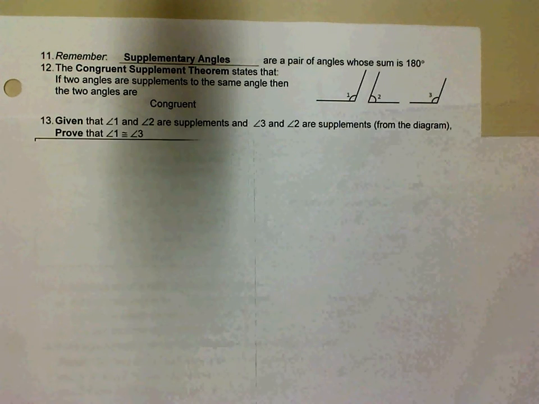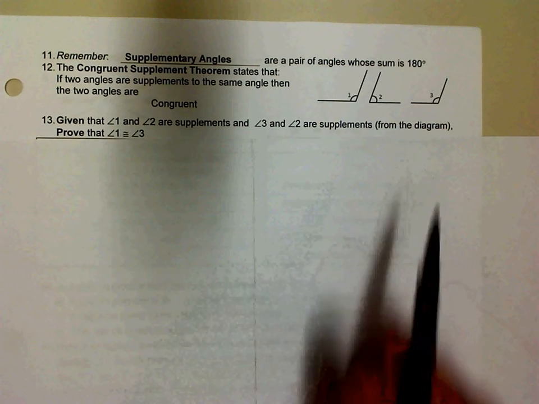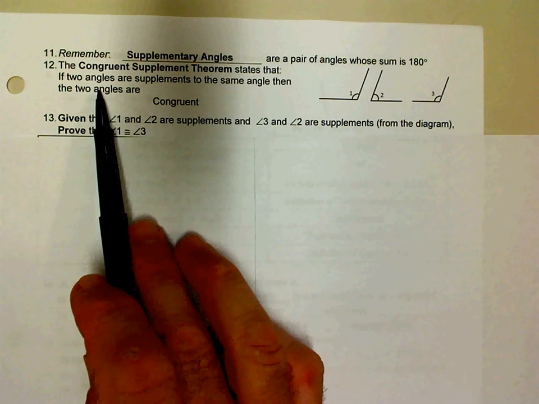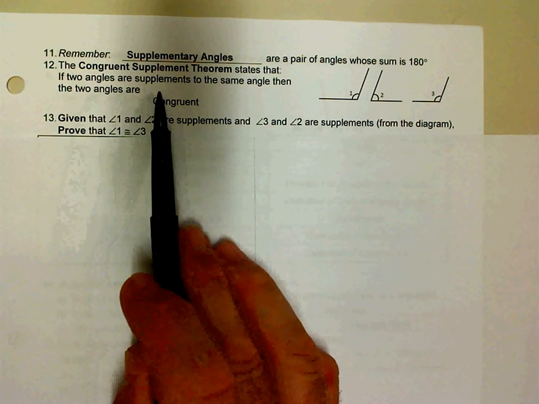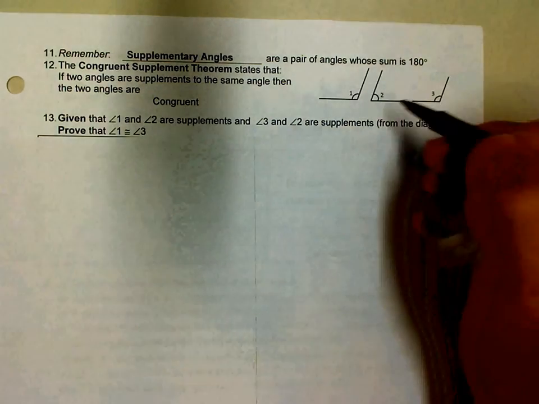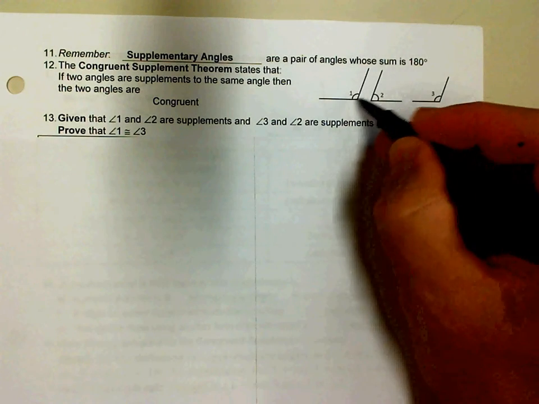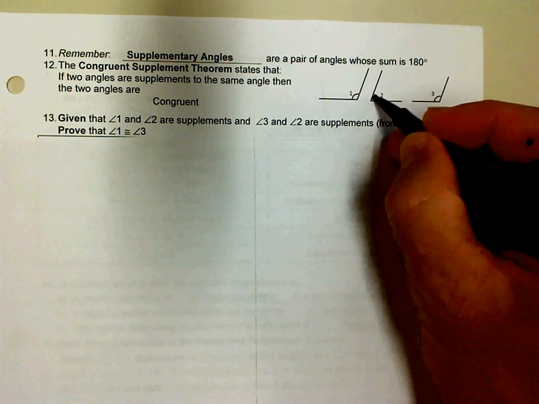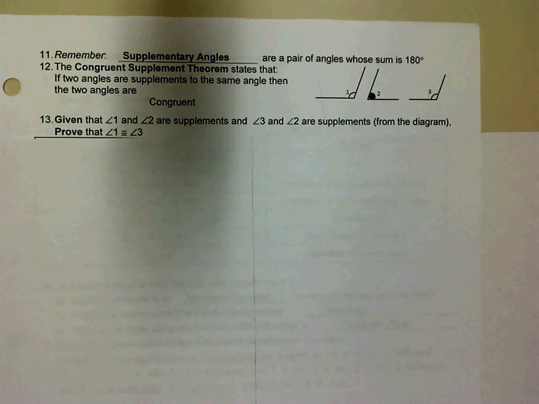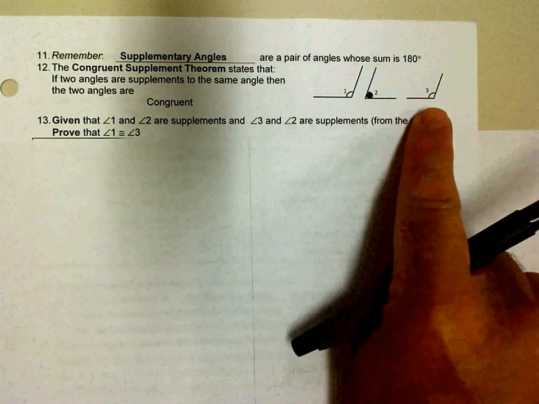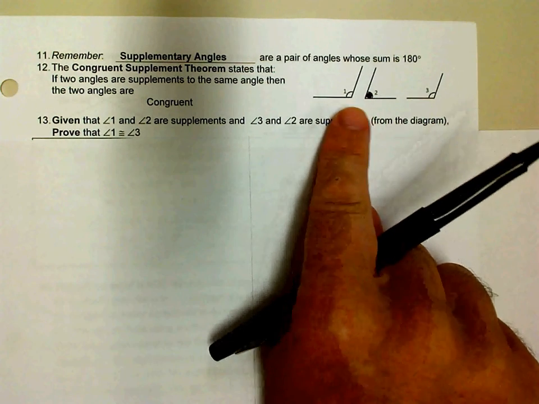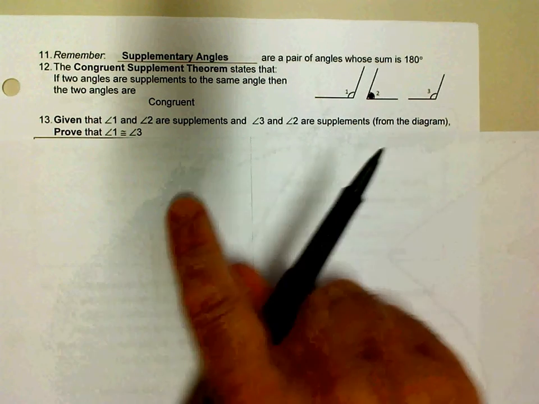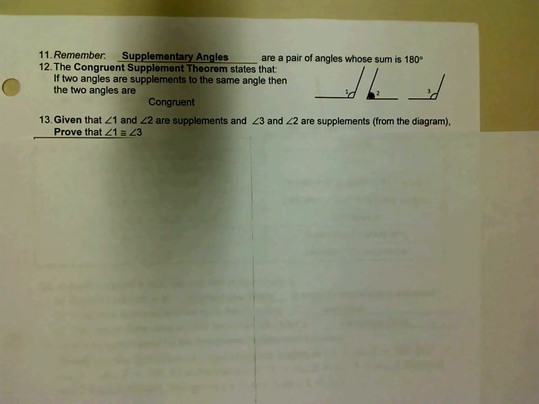Let's prove that from this diagram over here. Again, let me just describe what it's saying. It's saying two angles are supplements to the same angle. In this case, you can kind of see that if we put 1 and 2 together, we'd end up with 180 degrees. So 2 is a supplement of 1. And then if we were able to drag 3 over here, you can see that, again, we'd form a straight angle between those. We'd form a 180 degree angle. So 3 is also supplementary to angle 2.